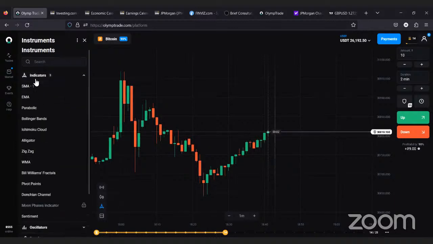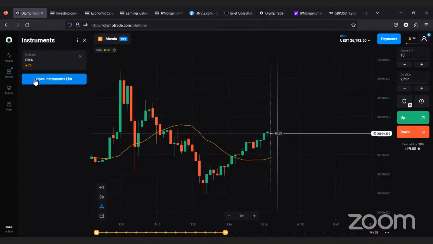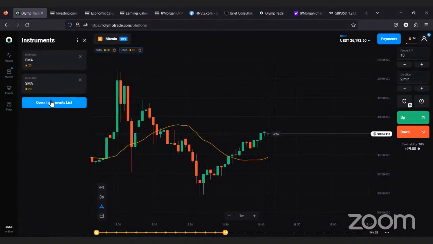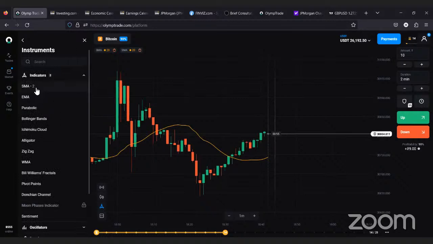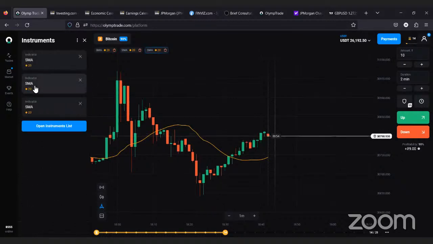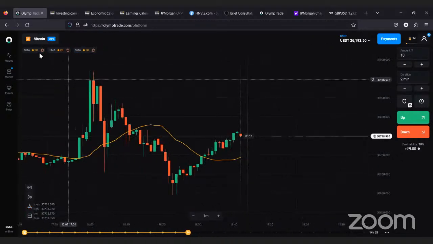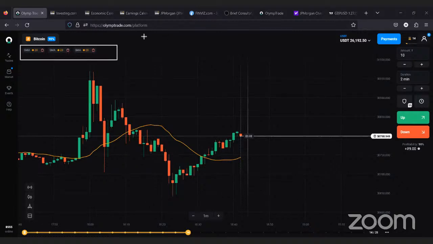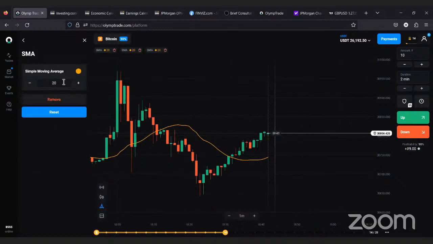So we need to click once, then again open instrument, twice, again open instrument, and the third time we also need to click the SMA. So all 3 SMAs are already there on my screen. How to change the parameters of the SMA? You need to click on SMA 1 and just set it manually, just like I am doing with my keyboard, from 20 to 50.